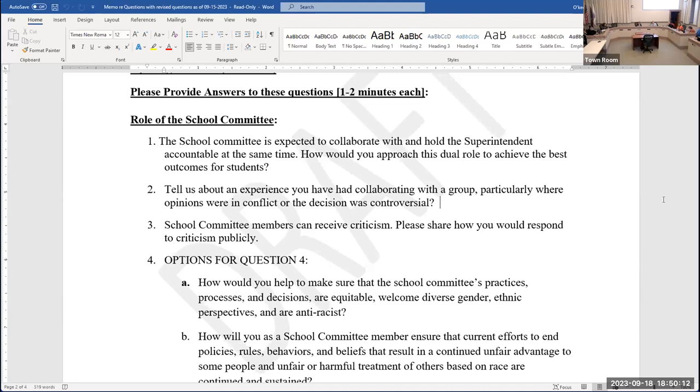Thank you, because that helps clarify. I was going to say, please share how you would respond to criticism made in public, or how would you respond to criticism in the public? Cutting it off at the word criticism is probably the easiest way to do it. Yeah, okay. Pat, you have your hand up.